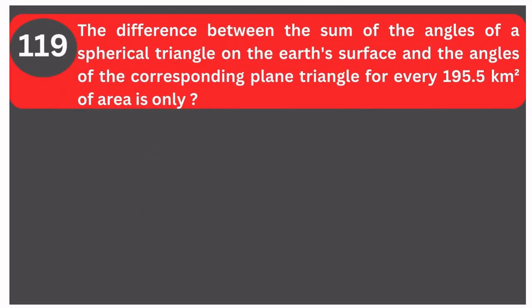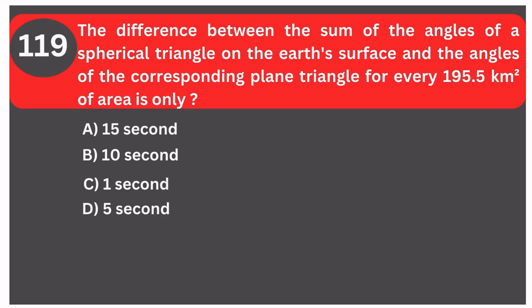The difference between the sum of the angles of a spherical triangle on the Earth's surface and the angles of the corresponding plane triangle for every 195.5 square kilometers of area is only. Options A. 15 seconds. B. 10 seconds. C. 1 second. D. 5 seconds. Answer C. 1 second.